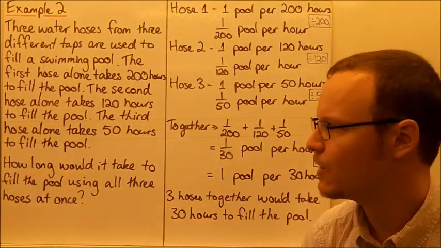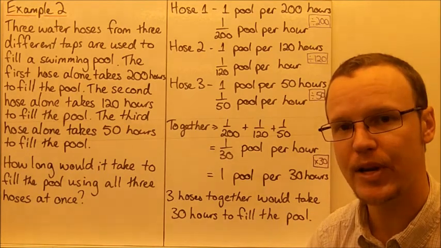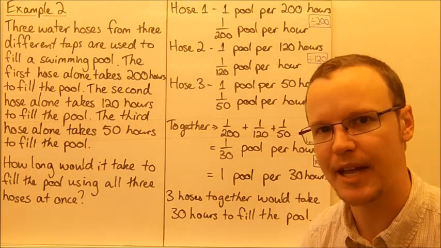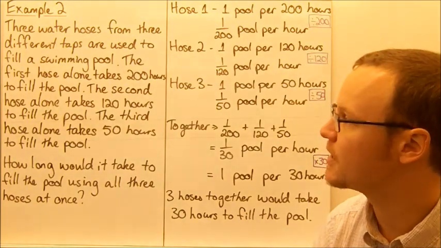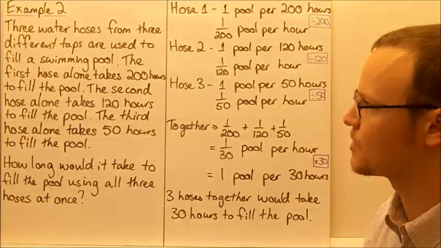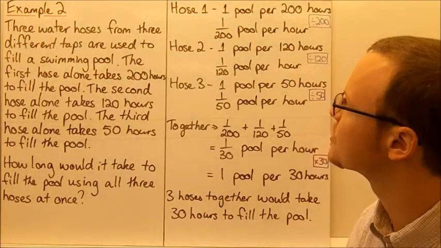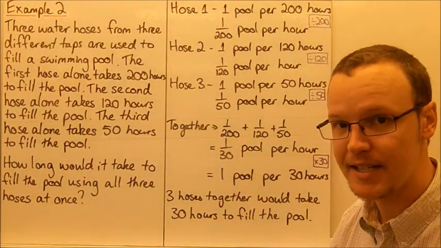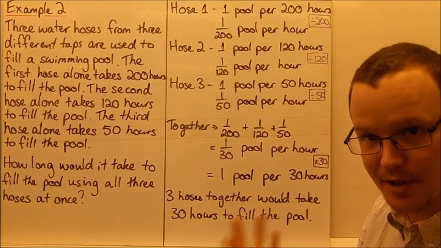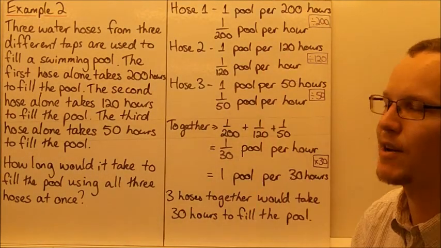And we want to know how long it's going to take if we use all 3 hoses at once, if we combine them all together to fill the pool, and see if it will take less time than just one of the hoses by itself. So if we look at hose 1, for the pool to be filled, it takes 200 hours.